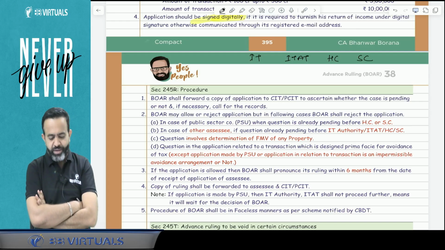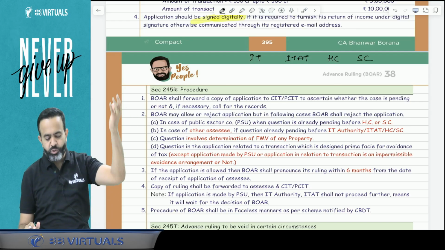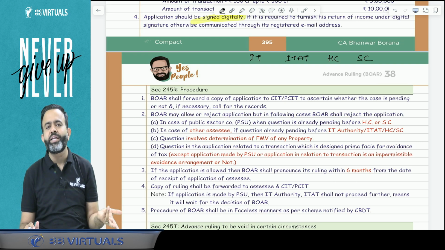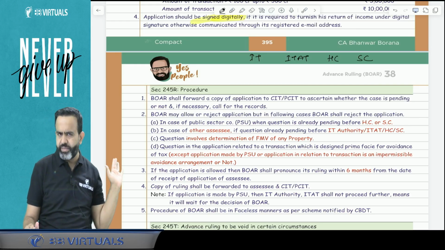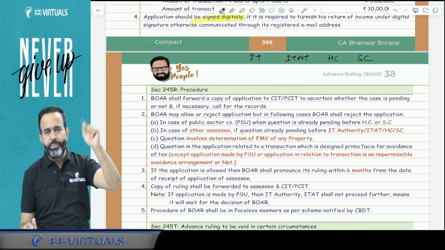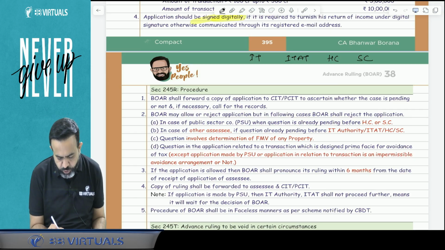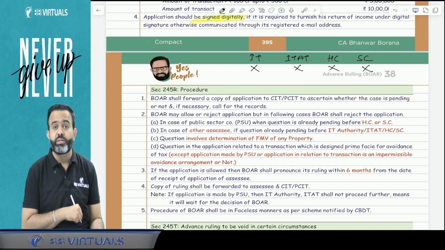Then the judgment will be given by the Income Tax Authority, ITAT, High Court, or Supreme Court. Then what is the need for that advance ruling? So in simple words guys, your case should not be pending. Means if you wish to make the application for advance ruling, then your case should not be pending at IT authority level, ITAT level, High Court level, or Supreme Court level.